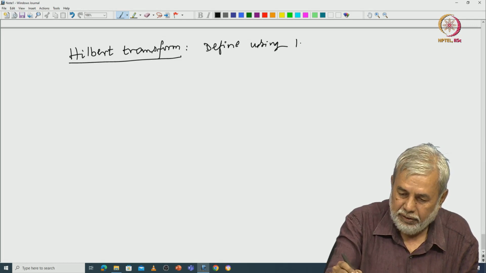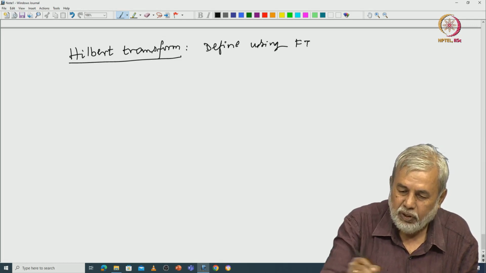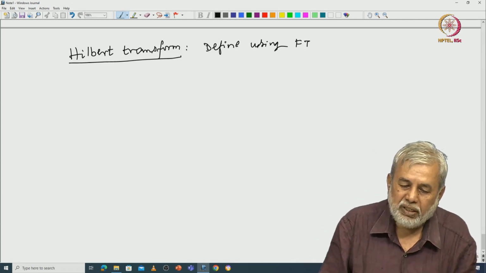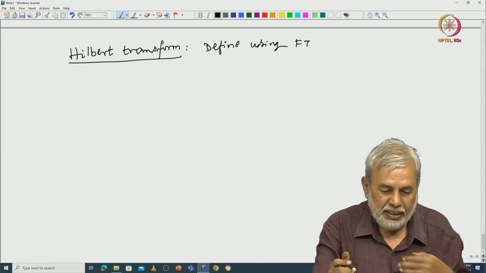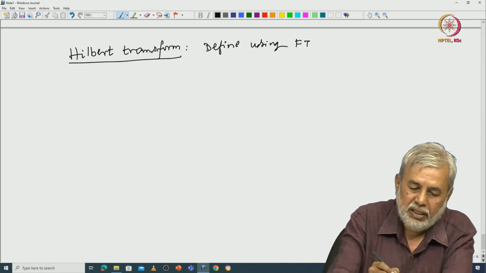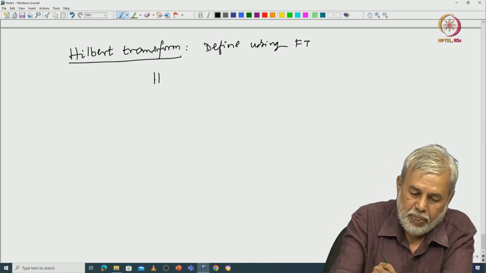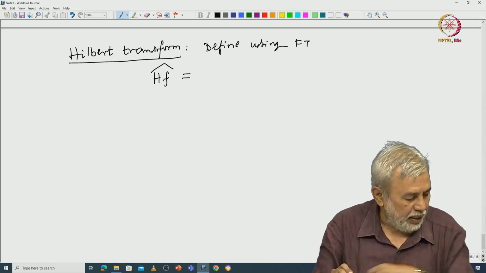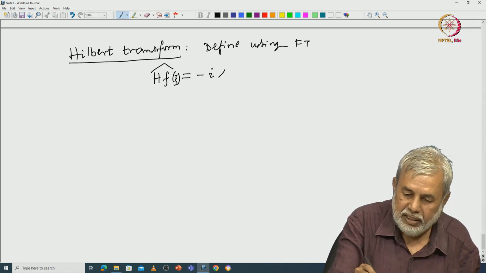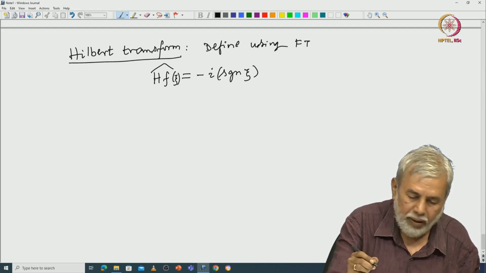You can dig into the literature if you are interested in the very nice properties of the Hilbert transform, which is in one dimension. In higher dimensions, this theory was developed by Riesz, and they are called Riesz transforms. Okay. So, this is Hf, H for Hilbert, again defined by: Hf hat of xi equals minus i sign of xi times f hat of xi.